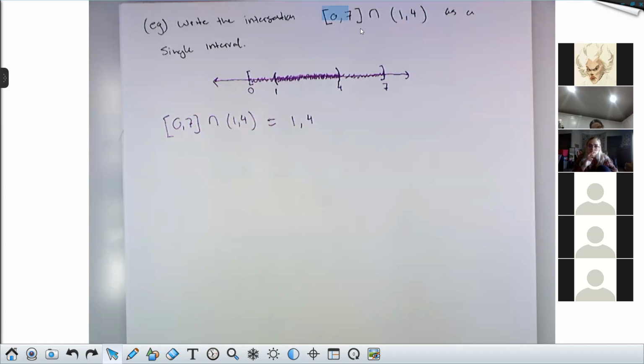So 1 is an element of the first set, but it's not an element of the second set. So is it an element of the intersection? Is it a part of the overlap?